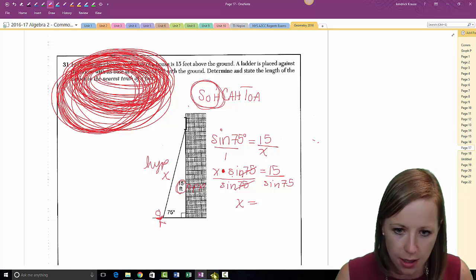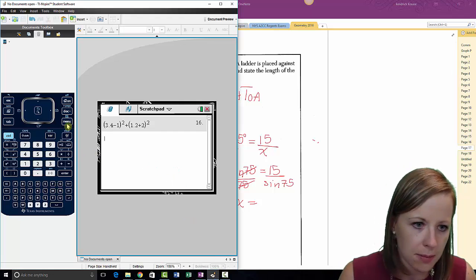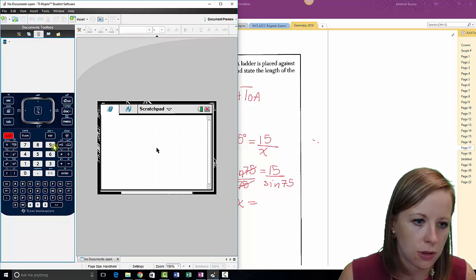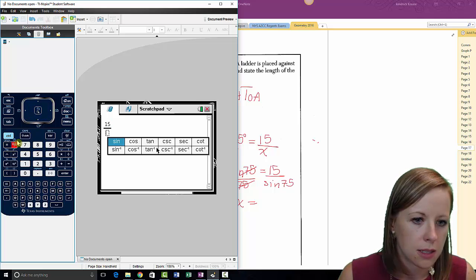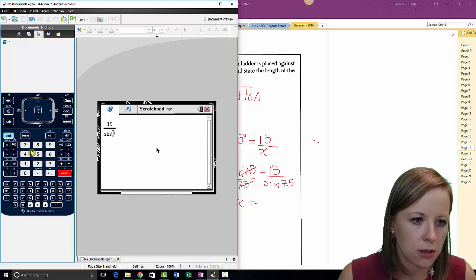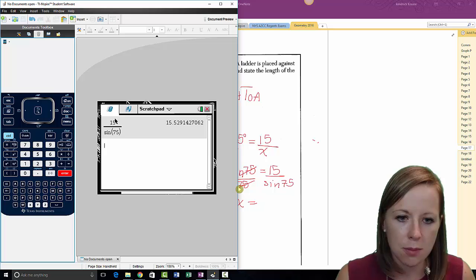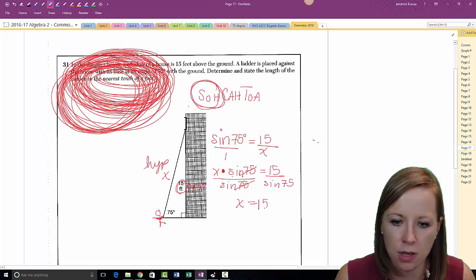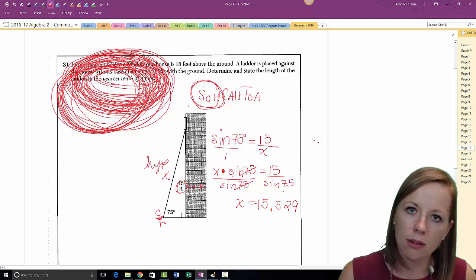So let's go to the calculator. 15 divided by the sine of 75. Control divide. 15 divided by, arrow down, sine, enter, 75, enter. 15.529. Wait, what did it say about rounding?